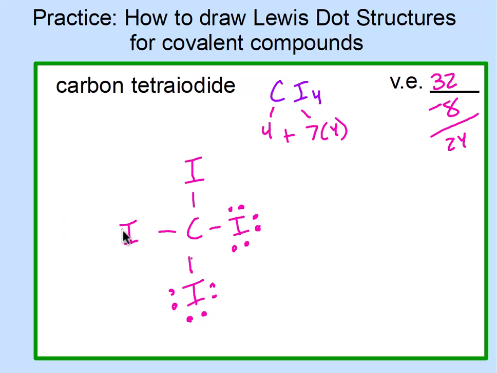Notice when I'm putting my lone pairs, I'm making it like a box where 2 go on each side. I'm not putting any right here where the line is. So make sure that they are on the outside and that they're in pairs. So that's my final structure for carbon tetraiodide.